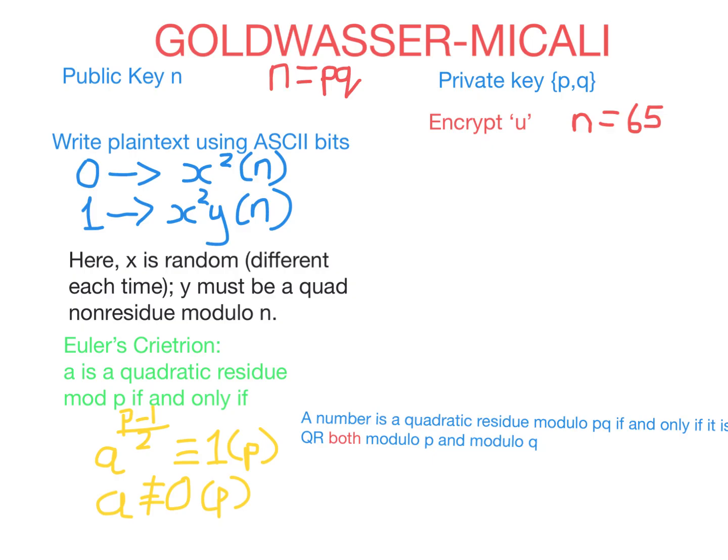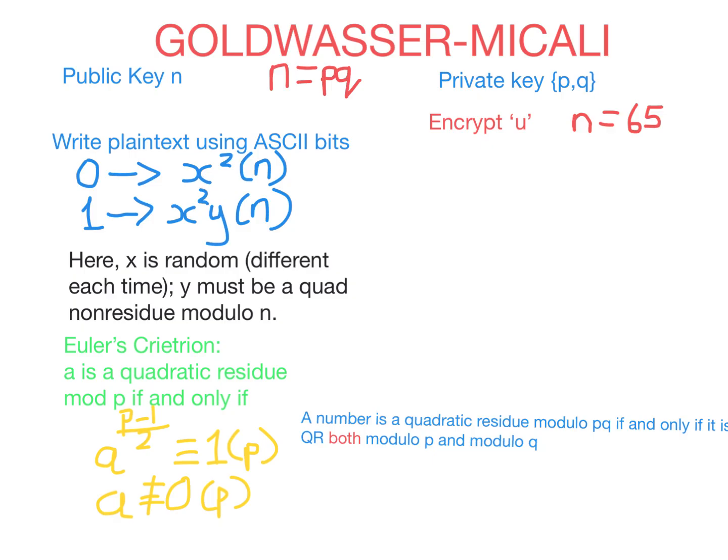So basically what you do is you take your message, you put it into its ASCII code, and that means you're going to have a long string of zeros and ones. So if there's a 0, you map it to x squared modulo n, and if there is a 1, it gets mapped to x squared y modulo n. So here, each time you map the 0, x is a different but random number. This here will always be a quadratic residue modulo n. On the other hand, we pick y so that it's a quadratic non-residue modulo n.